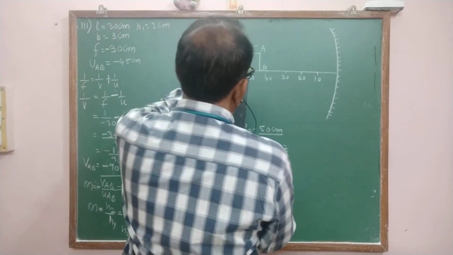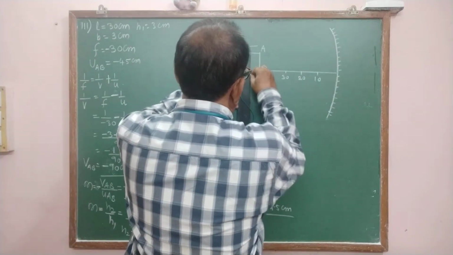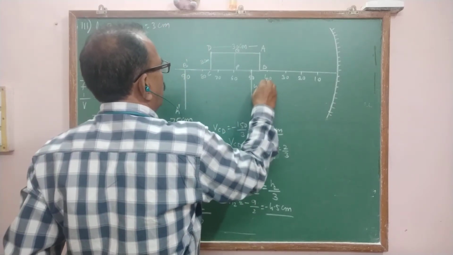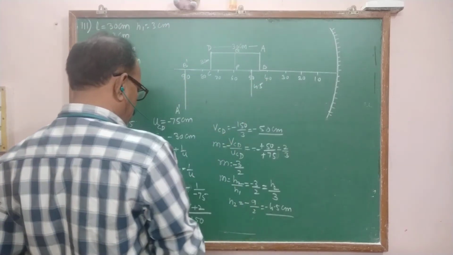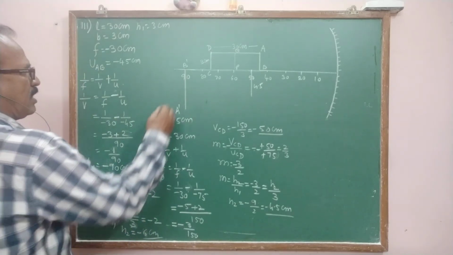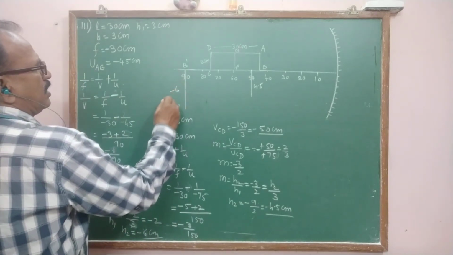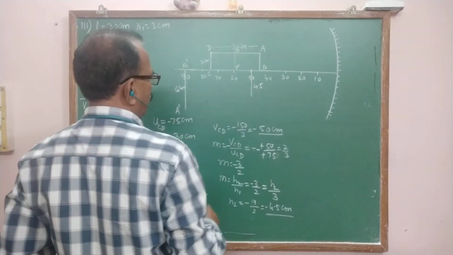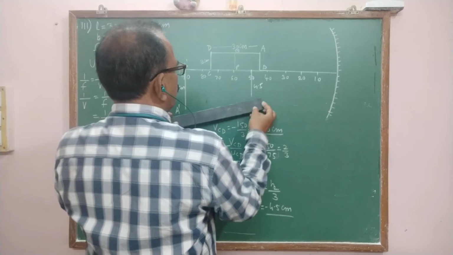Here 50 and 4.5. Here is 4.5. Here how much have we got? The height is minus 6. Minus 6 centimeter means inverted, and 4.5. Then join these two.